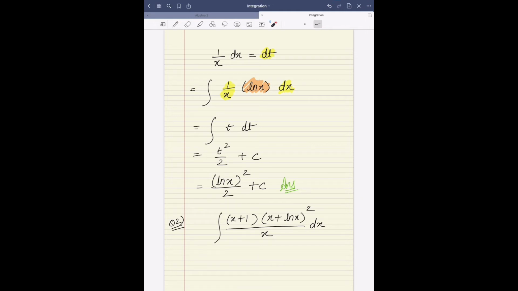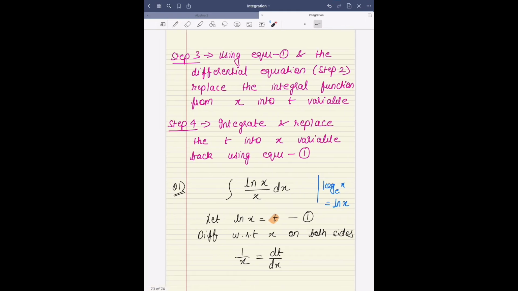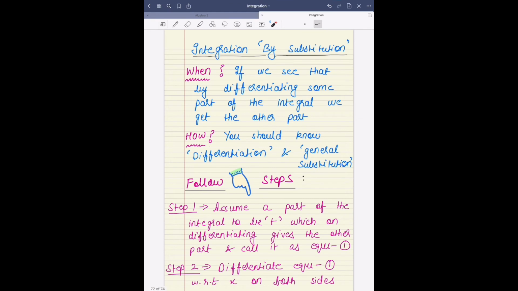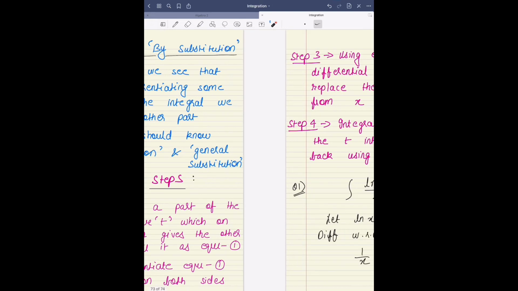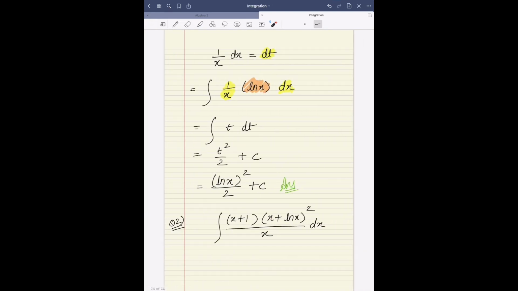If you go by step 1, it says assume a part of the integral to be t, which on differentiating gives the other part. In this question, you will not see it directly, because if you take this function and you differentiate it, you will get 1 plus 0. If you take this bracket, you differentiate, you will get 1 plus 1 by x. So 1 by x is there, but 1 is not there. So what do we do?